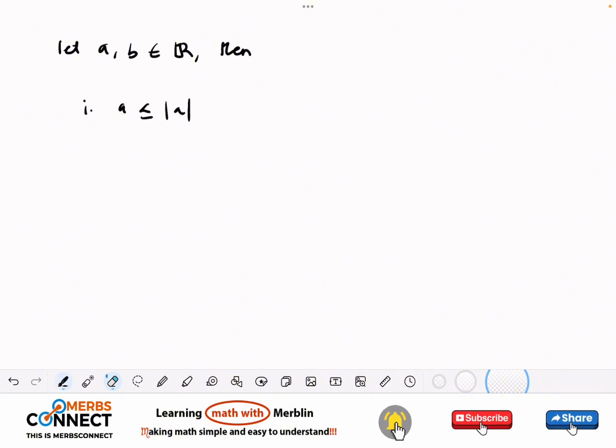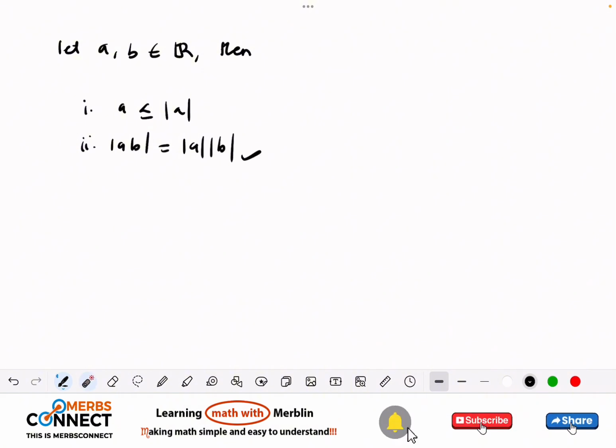Another thing we need to know is that the absolute value of a times b is equal to the absolute value of a times the absolute value of b. You will be using this a lot when we start doing some of the functions. Then, the absolute value of a minus b is indeed the same as the absolute value of b minus a. This is another one that we can also learn.